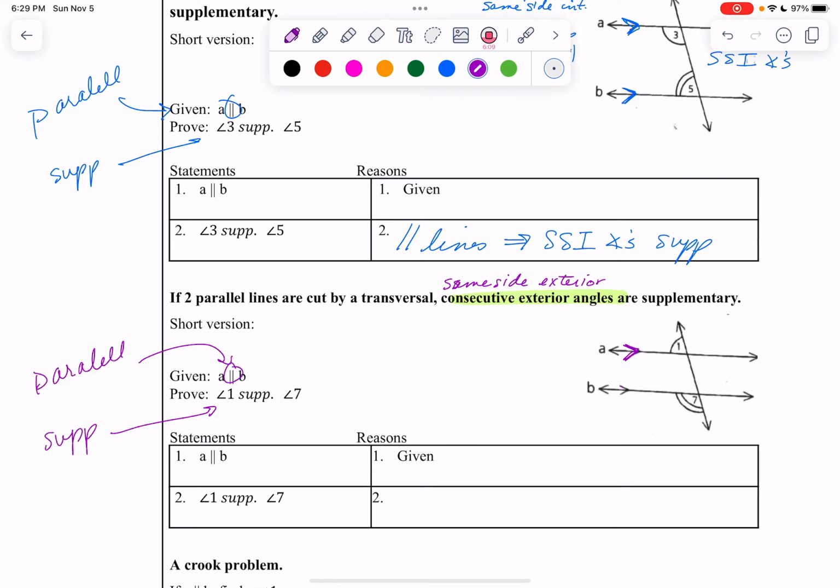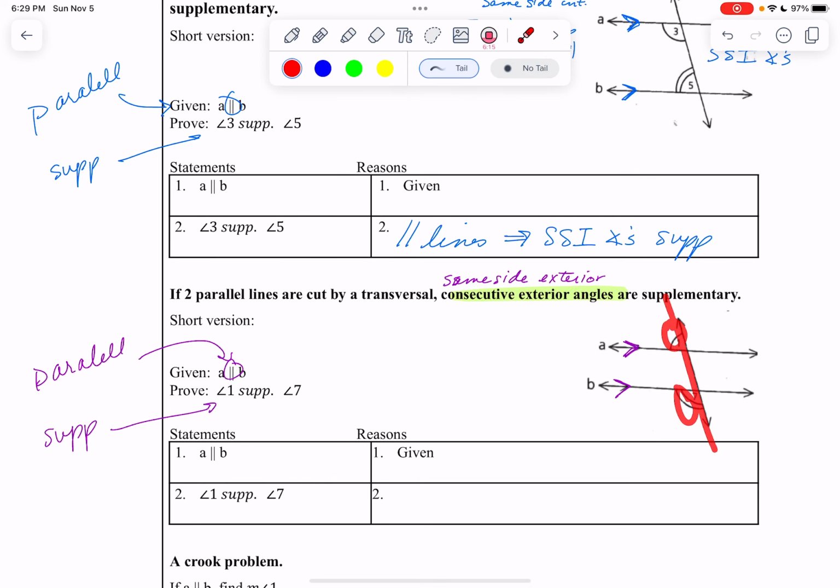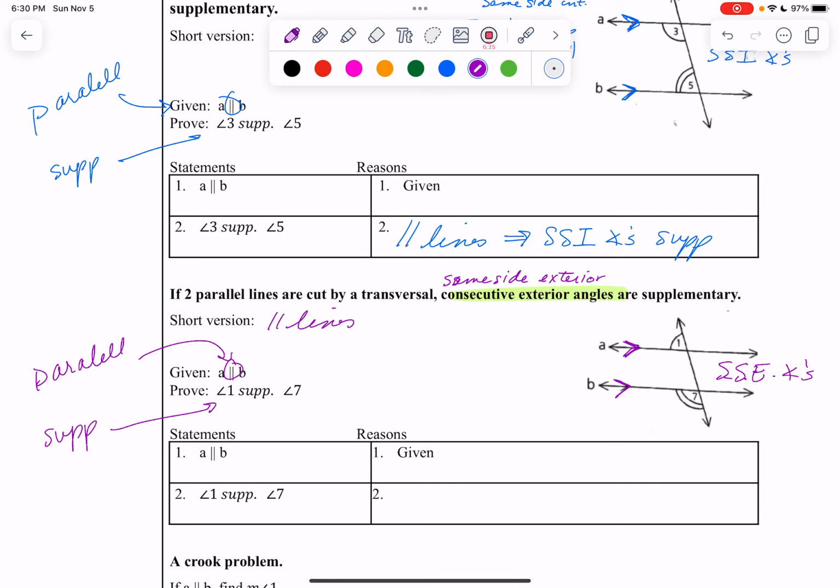Here's where it tells me my lines are parallel. So if this is my transversal, these are on the same side. If these are my parallel lines, these angles are both outside the parallel lines. So these are same side exterior angles. So the short version of the theorem is parallel lines implies same side exterior angles supplementary. So when I have to prove it, that's what we're going to get.